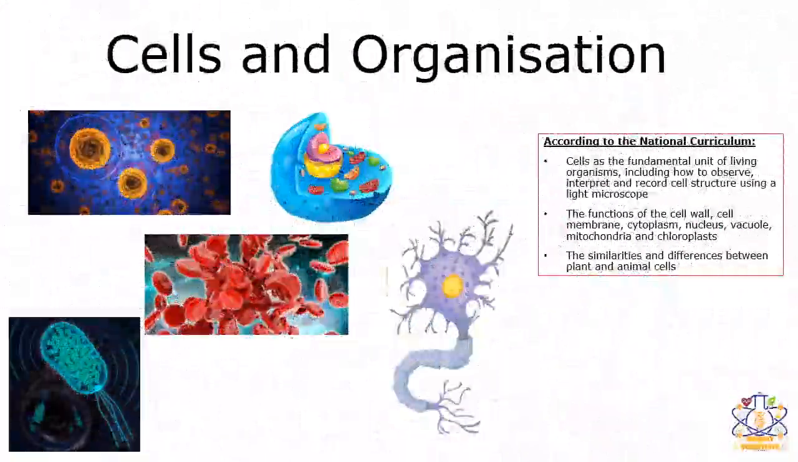Each lesson will be based according to the national curriculum. In this video, we will be looking at cells as the fundamental units of living organisms. The microscopes will be in another video on this channel. We will look at the functions of the cell wall, the cell membrane, cytoplasm, nucleus, vacuole, mitochondria and chloroplast, and the similarities and differences between plant and animal cells. There is a notepad on this slide, so I suggest you start to jot these ideas down.